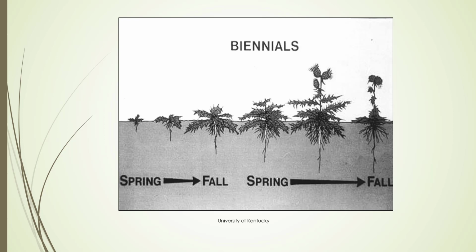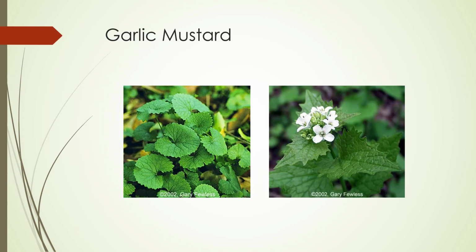Biennials will have a rosette in the spring. They'll stay in a rosette form into the fall, kind of hang out, and then in spring of the following year it will start to flower and then go to seed. Sometimes it's a 3rd year. Biennials aren't perfect. Sometimes they are 2 to 3 years. But the time to manage this thing is in the 1st year before it has a chance to flower. Garlic mustard is an example of this.